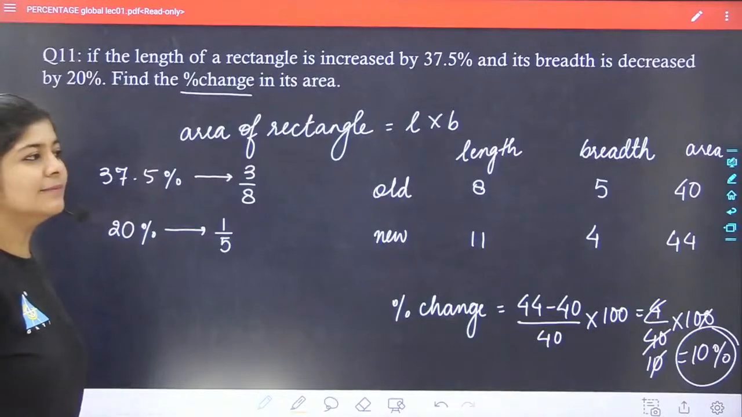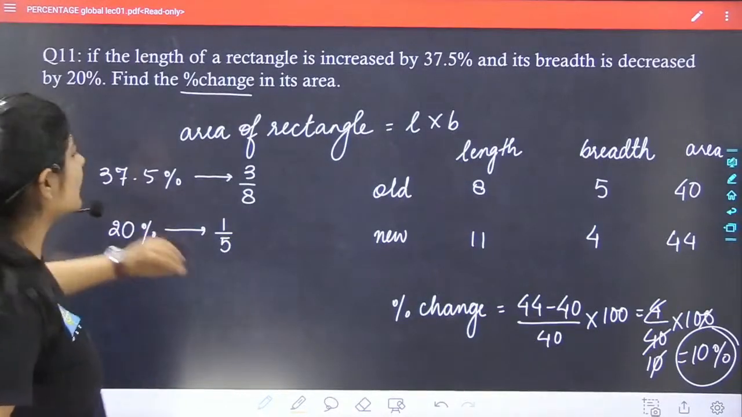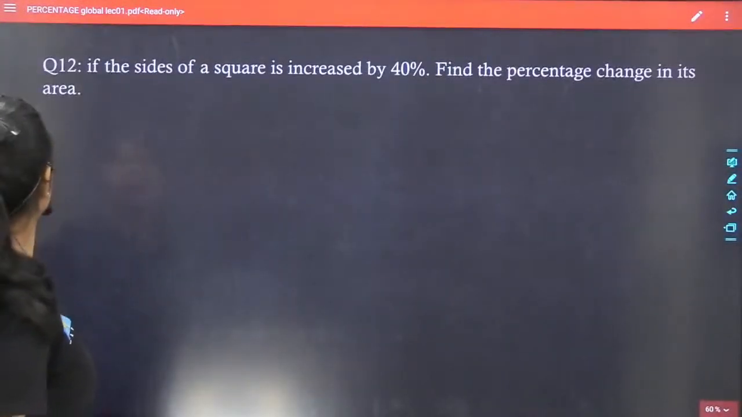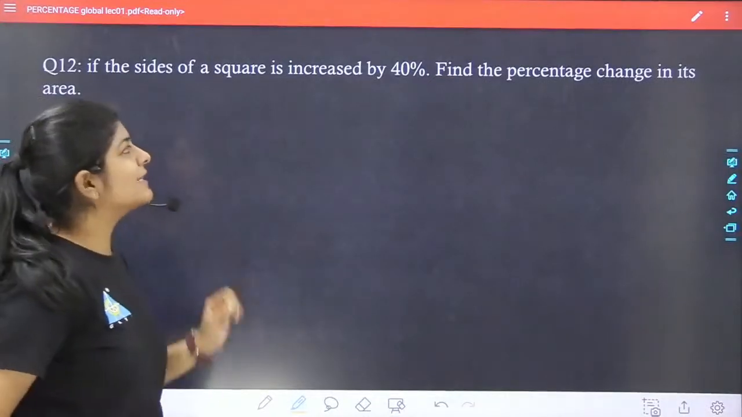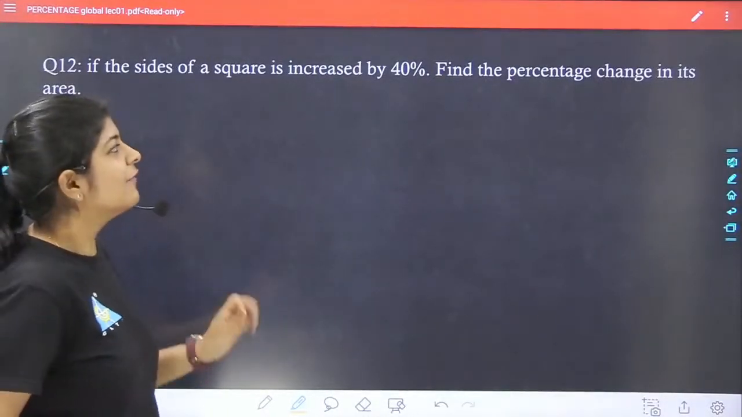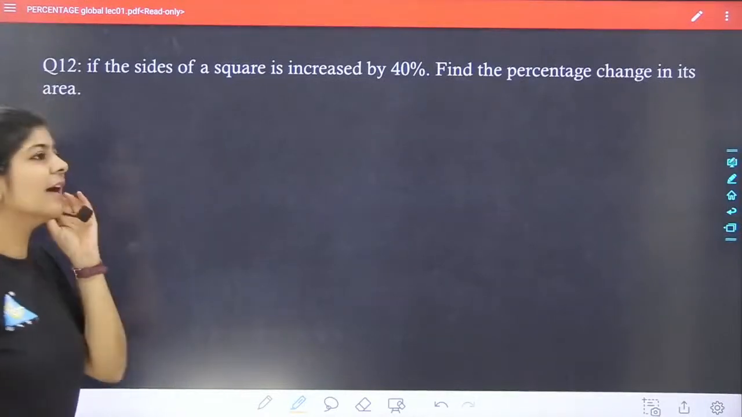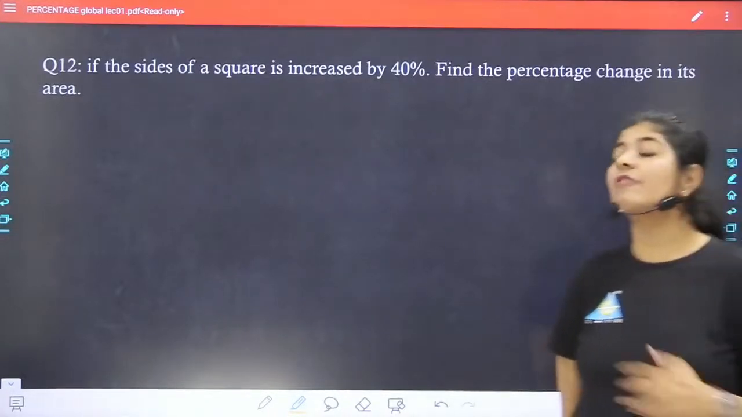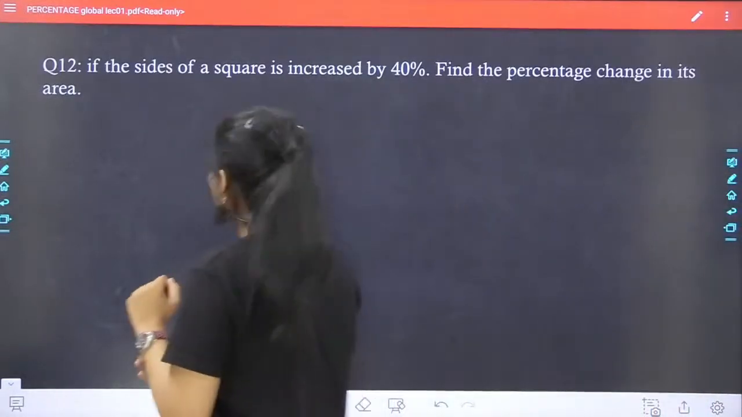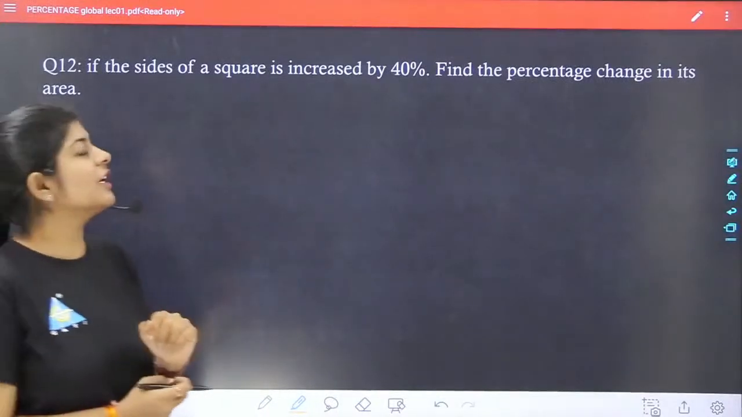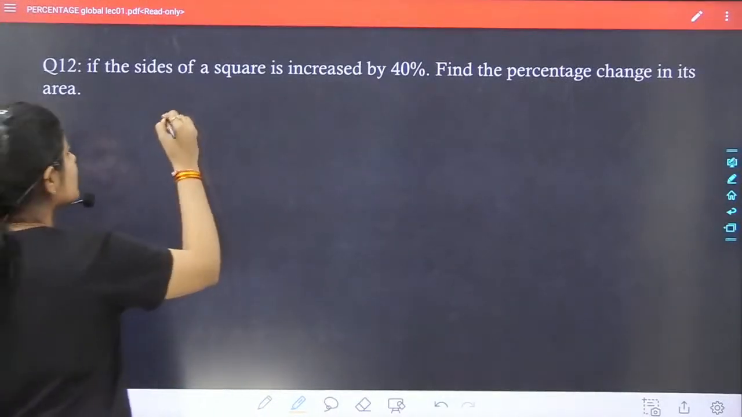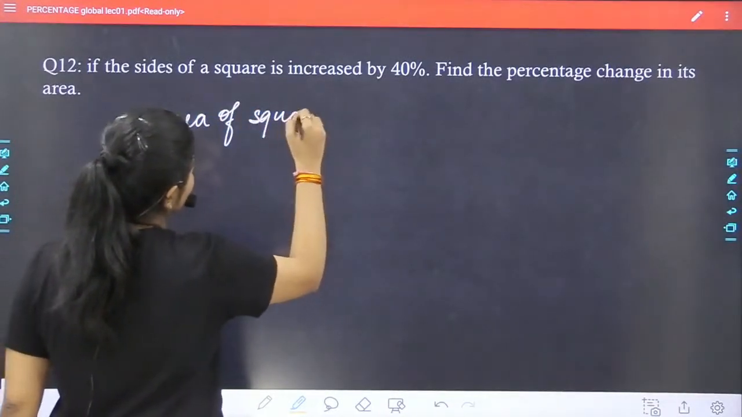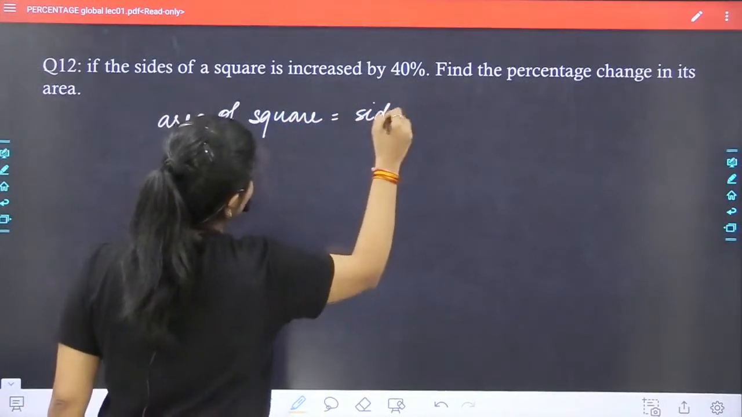Is it clear? Okay. Now let's move to the next question. If the side of a square is increased by 40%, find the percentage change in its area. What is the area of a square? Area of a square is nothing but the square of its side.